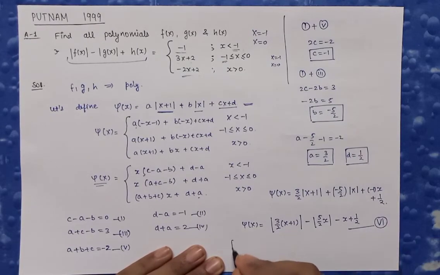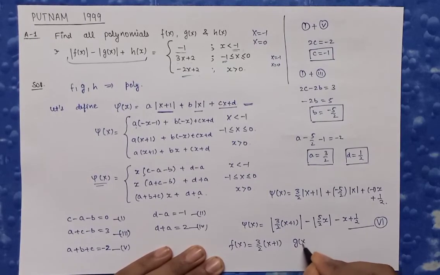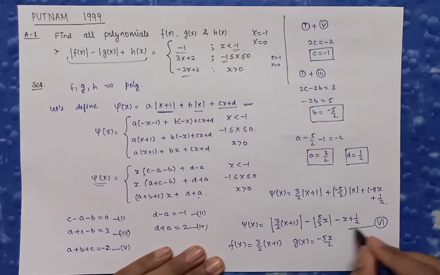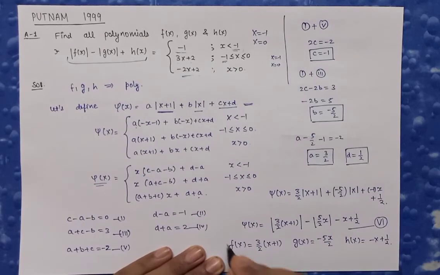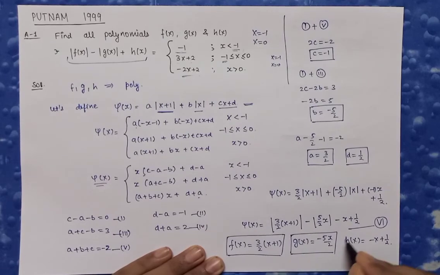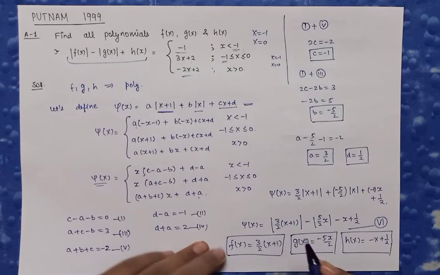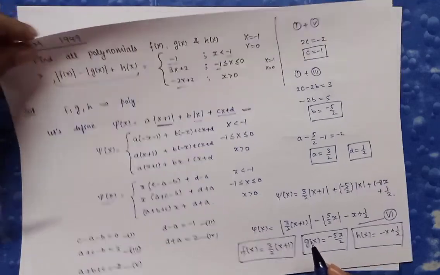From this equation we get fx equals 3 by 2 x plus 1, and gx will be minus 5x by 2. And when I compare hx, hx will be minus x plus half. So one solution for fx, gx and hx is this. And now one more solution is possible because it's a mod. So I can write it in a different way also.